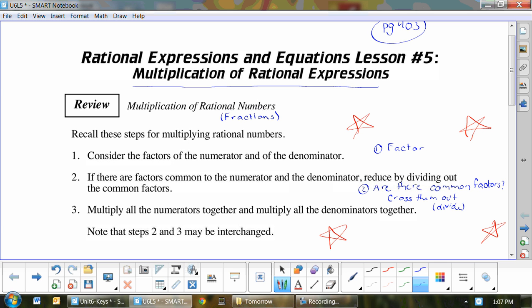Then the third step, they say multiply all the numerators together and all the denominators together. So our third step is going to be multiply and simplify. If you crossed out all of the common factors, you shouldn't have to simplify. That step will already have been done. But if you missed one, you'll be able to see it in your solution, and then you'll simplify there. So multiplying is kind of nice because even if you miss something, you can do it again at the end.